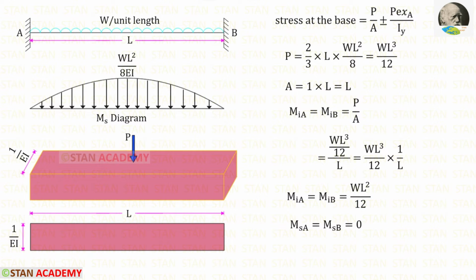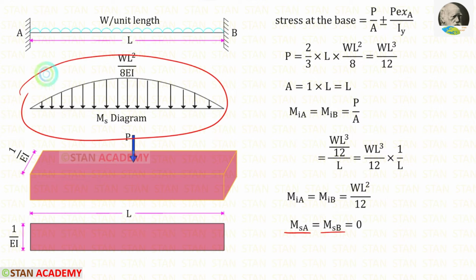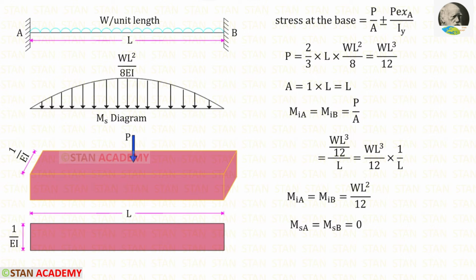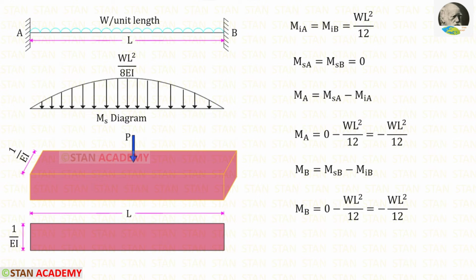Now, let us find the stresses MSA and MSB. For that, we have to look at the MS diagram. At the point A, the stress is 0. At the point B also, it is 0. So, MSA and MSB are 0. We have found MIA, MIB, MSA and MSB.